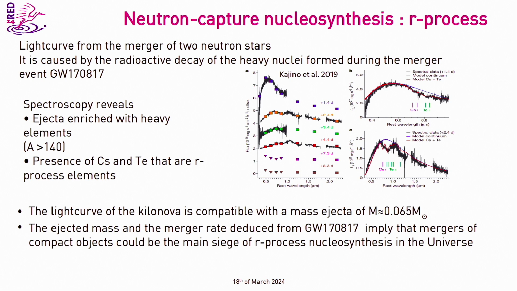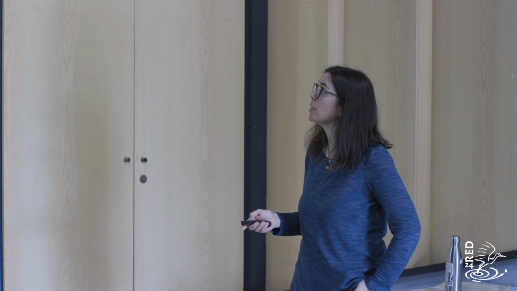And in particular, cesium and, which one is Te? Cesium. Sorry? Cesium and Te? Tellurium. Okay. So these are R-process elements, and they are observed in these light curves. You see the lines here, the spectroscopic lines are clearly identified. So there's a production of these elements. The mass ejecta was quantified, and so now we think that since 2017, we have an observational proof that the R-process occurs in these mergers, in these events.